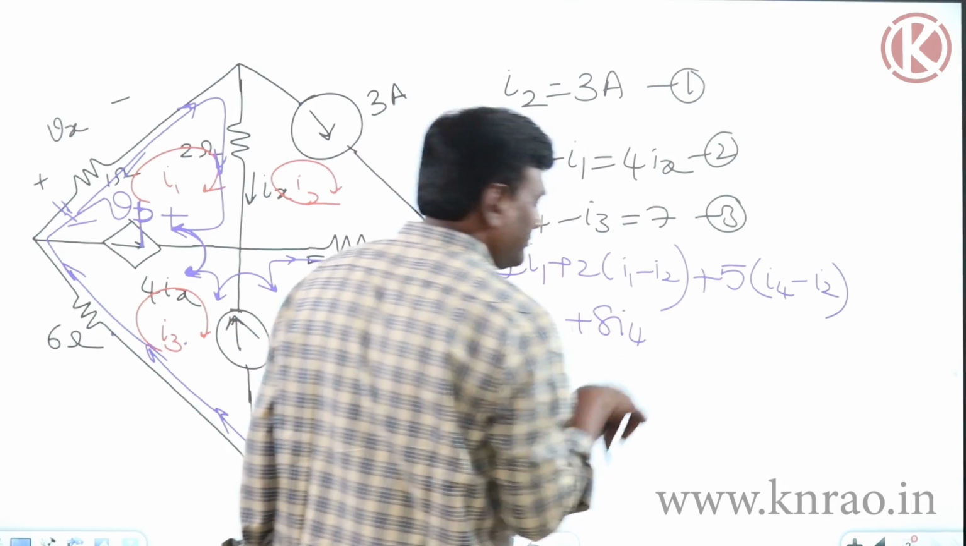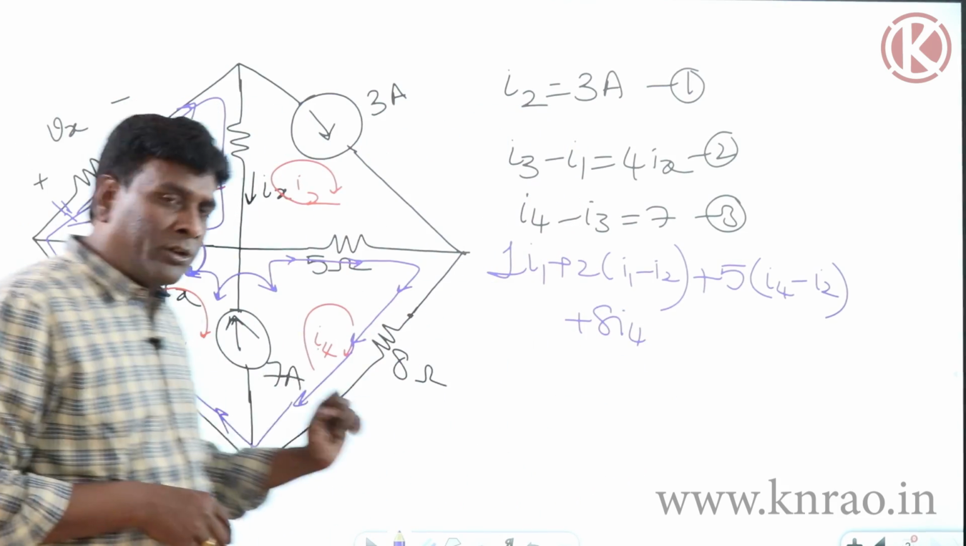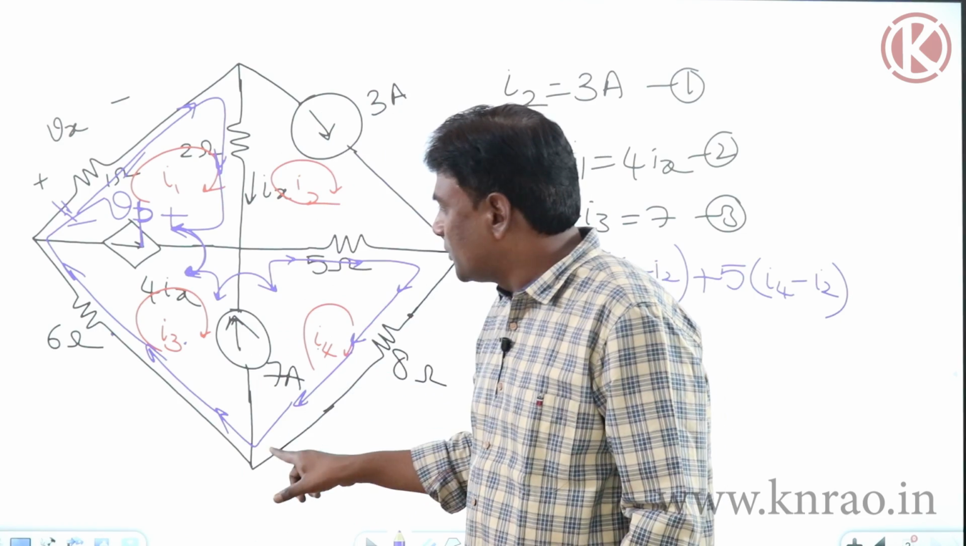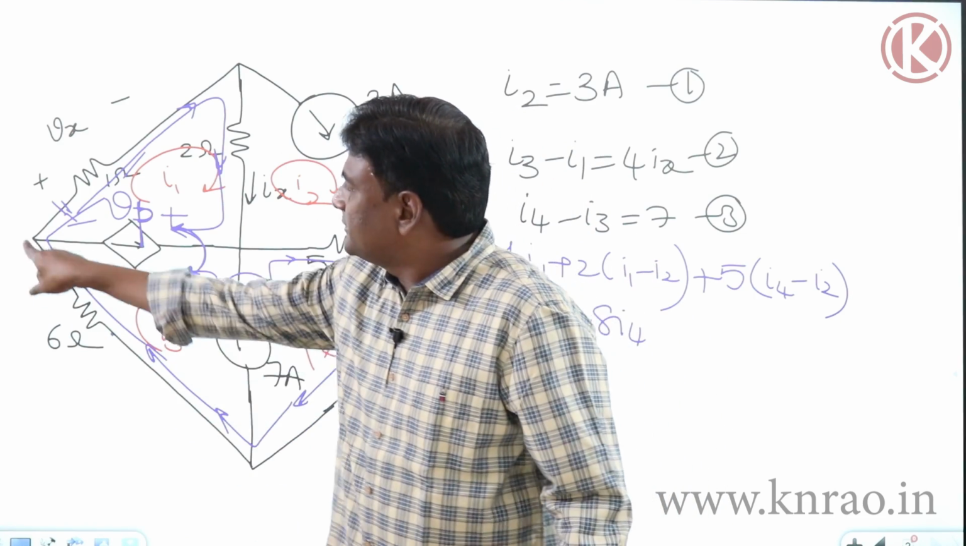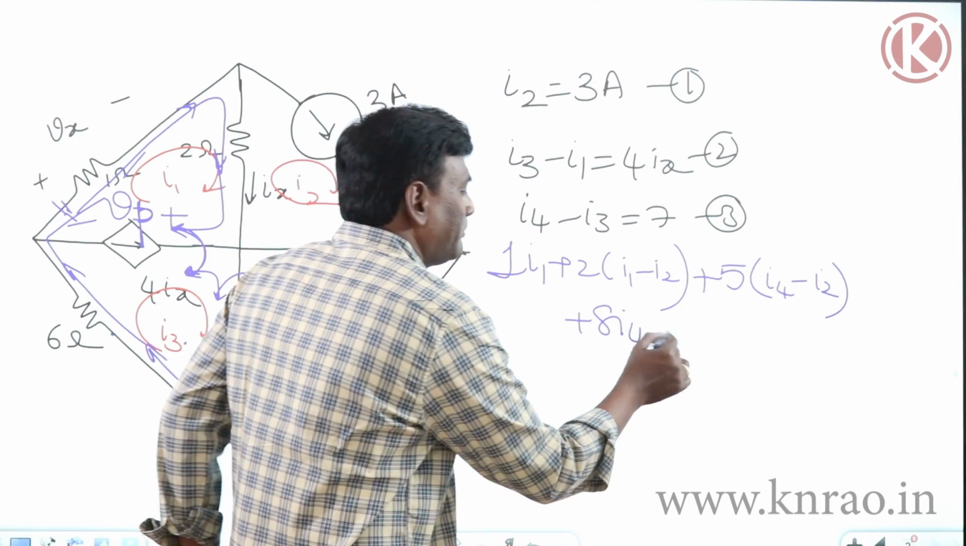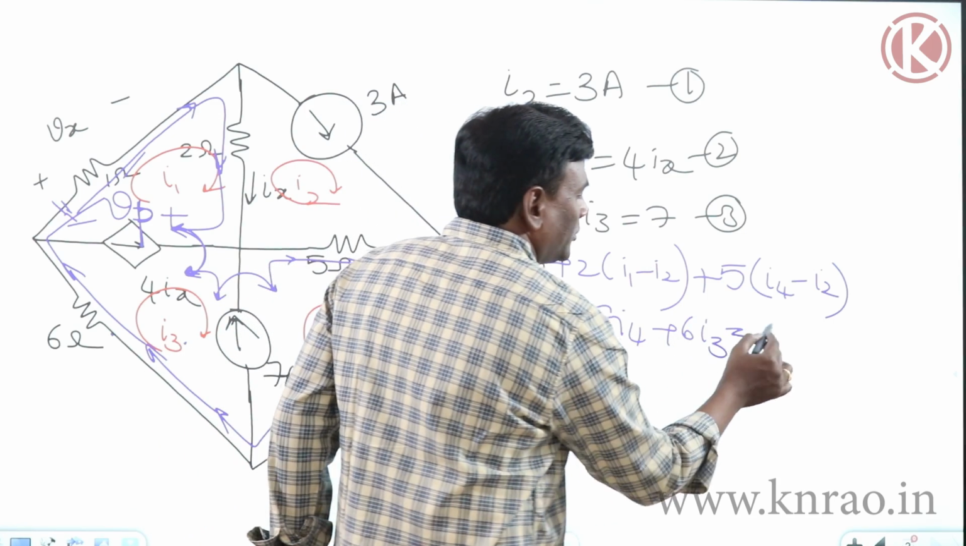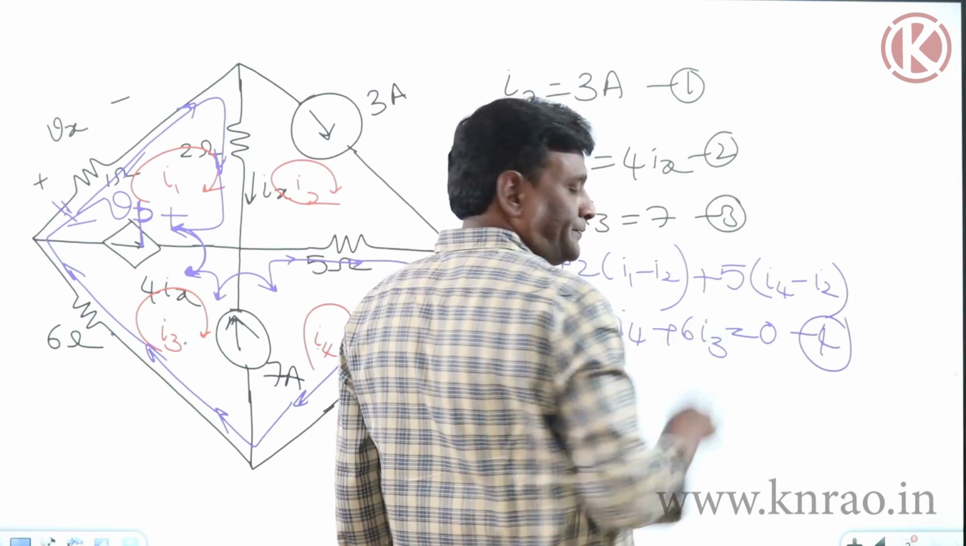Plus 8 into I4. After that, plus 6 into I3. The loop is closed, equal to 0. This is the fourth equation.